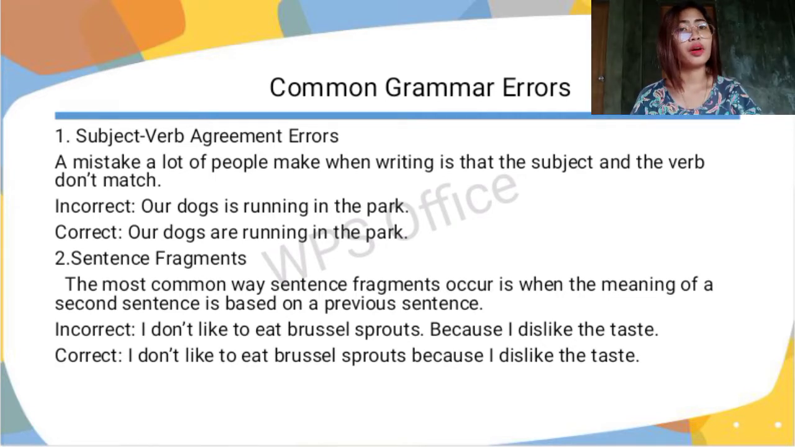The next common grammar error is sentence fragments. The most common way sentence fragments occur is when the meaning of the second sentence is based on a previous sentence. So, for example, the incorrect sentence is "I don't like to eat Brussels sprouts. Because I dislike the taste." And the correct sentence is "I don't like to eat Brussels sprouts because I dislike the taste."